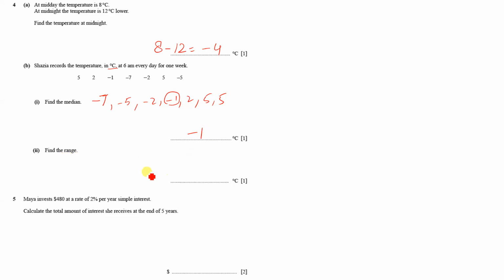Find the range. Means highest temperature minus lowest temperature. So highest is 5 minus negative 7, and that is equal to 12.